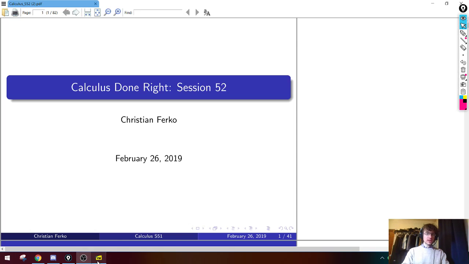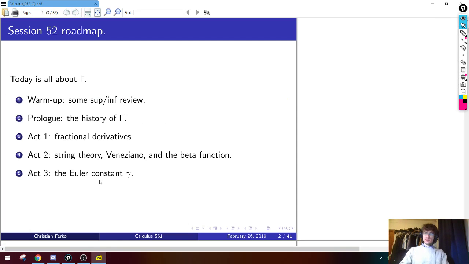Okay, so I guess the different topics today will seem somewhat disjointed because it's really a loosely connected series of topics all about the gamma function. Gamma, gamma, gamma. So first I'm going to beat a dead horse.